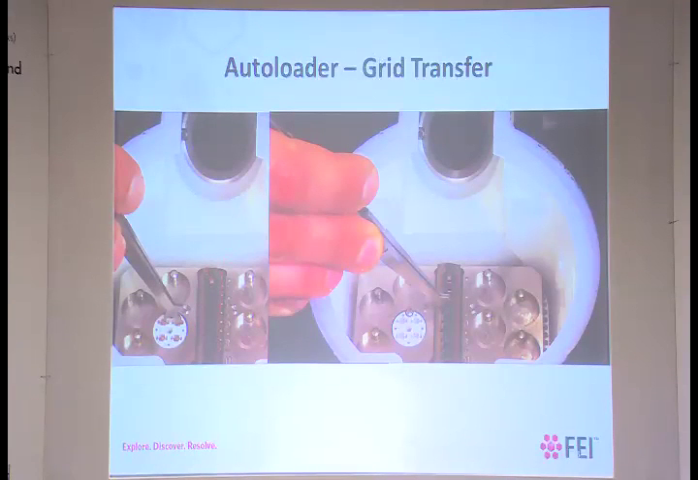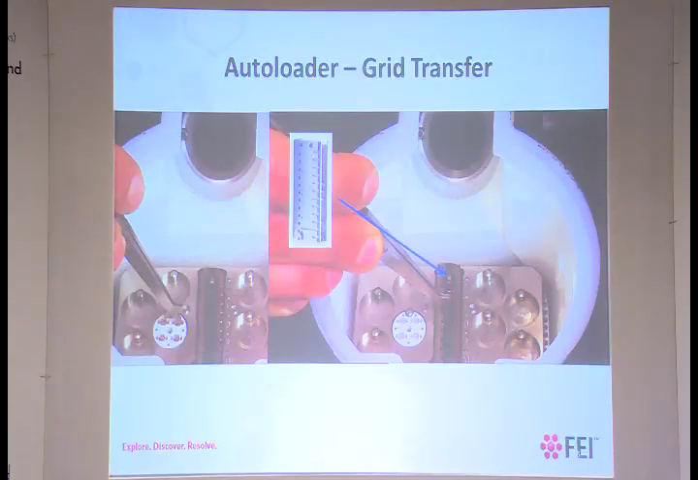So we transfer this to this device here, which we call a cassette. So this is a cassette, and it has 12 positions. So we can basically fill 12 positions in this cassette. So we can have 12 grids.